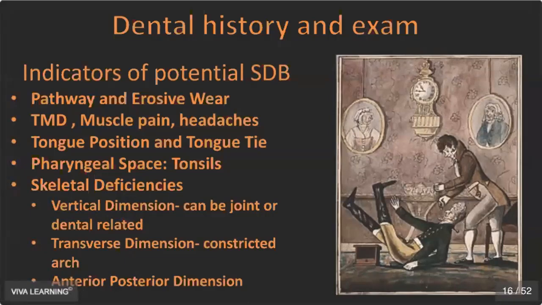Now, there are three areas that I'm looking at. Your vertical dimension, which is from the top down, your transverse dimension, which is from the left to the right, and your anterior posterior dimension, which is from the front to the back.